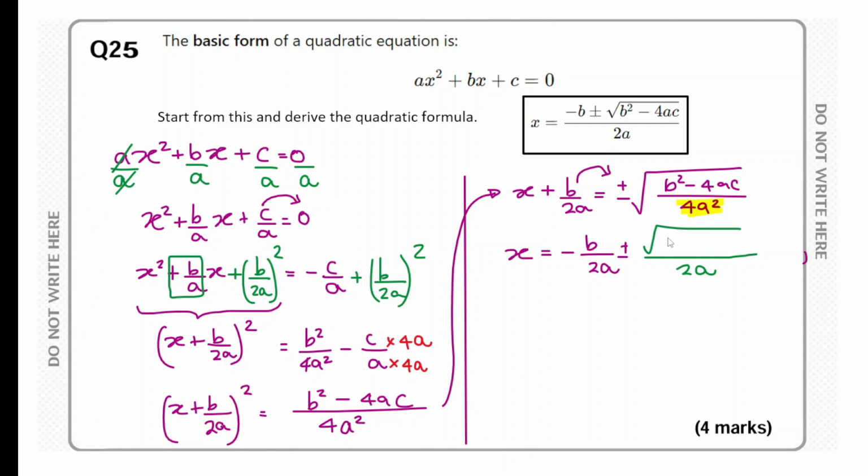b squared minus 4ac. Now you can see we have the same denominators, so I can combine them. So I got x is equal to minus b plus or minus square root b squared minus 4ac, the whole thing divided by 2a. That is the quadratic formula.